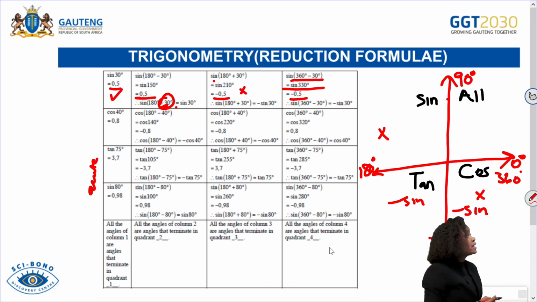Okay, again, let's look at the second example of cos of 40 degrees, which is in the first quadrant.